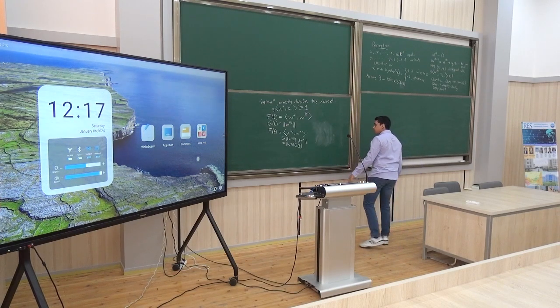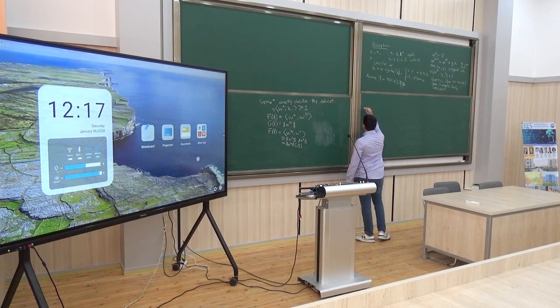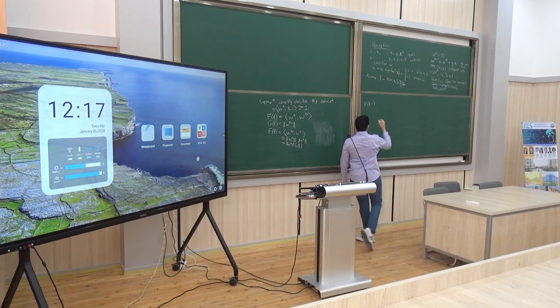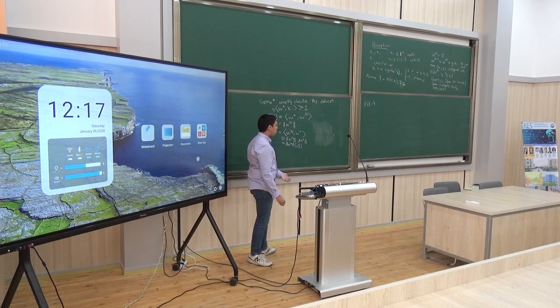Okay, so let's track how this changes over time. Let's look at f of t first. Whenever you have a quantity that you're tracking as an algorithm evolves, what you want to do is relate f of t plus 1 to f of t. So that's what we're going to do.